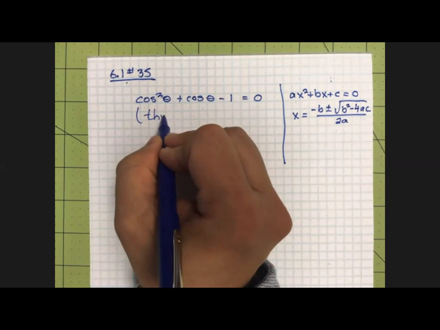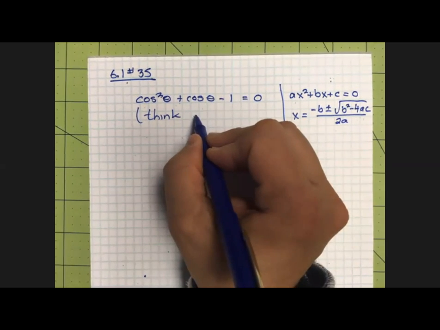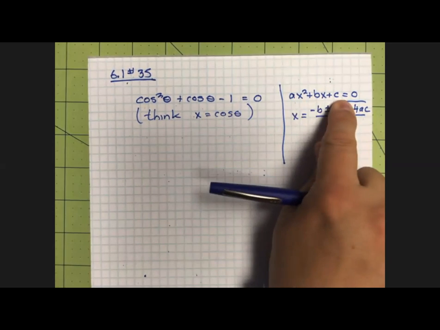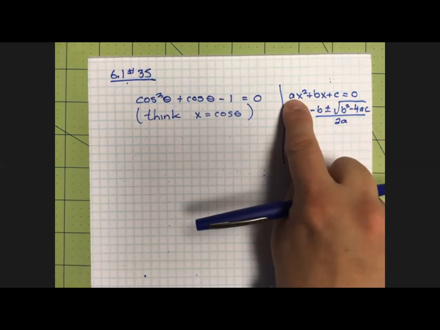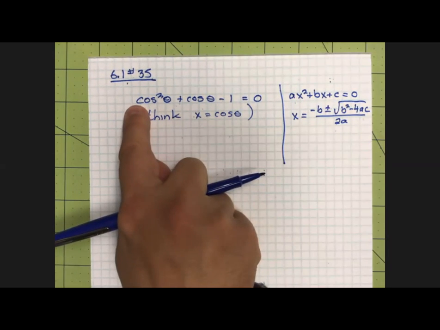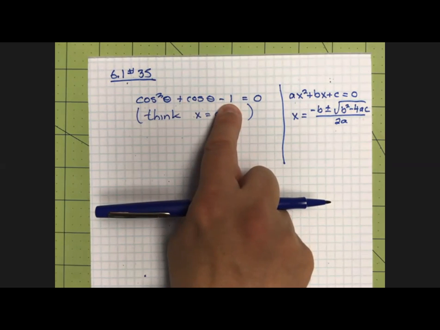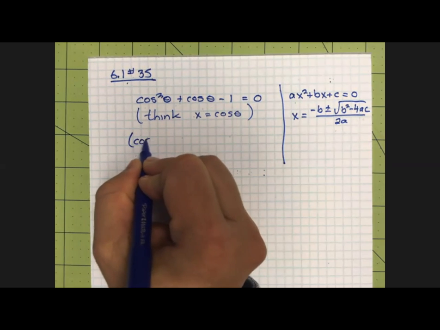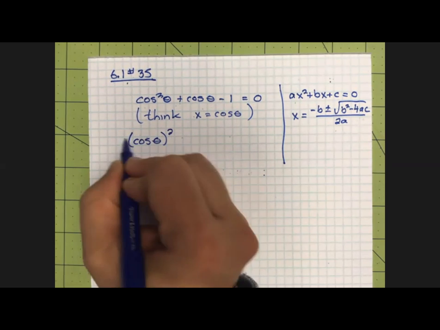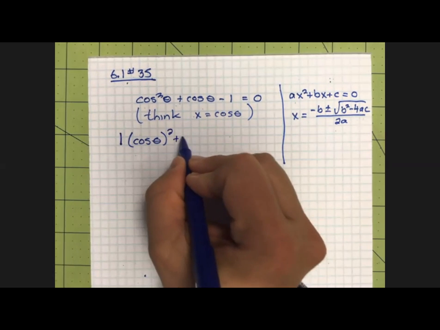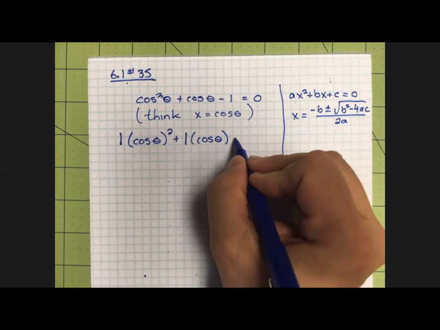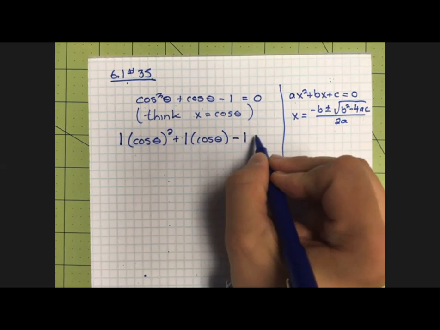What am I thinking of here? I'm thinking of the cosine theta as the variable x right here. I'm thinking of the a, b, and c as the numbers I see right here: 1, 1, and minus 1. C is minus 1 there. So I'll write that exactly. Cosine theta squared times 1, 1 times the cosine theta, just making it really clear what numbers are there. Minus 1.